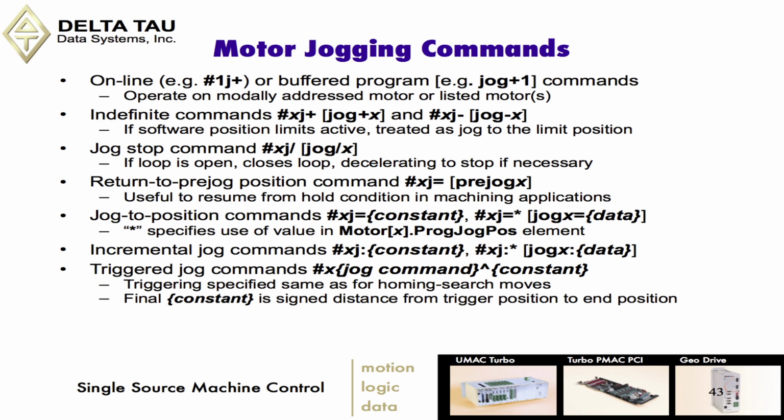Jog to position commands, #motor number J=constant or J=*. J=constant will let me jog to a certain number of counts. So I could say J=10000. That will jog me to 10,000 counts. If I was to say #5J=*, that would cause motor 5 to jog to a position that's specified by Motor[x].ProgJogPos element. So I would put the value of 10,000 in there and then issue the J=* command, and that would cause me to jog to that position.